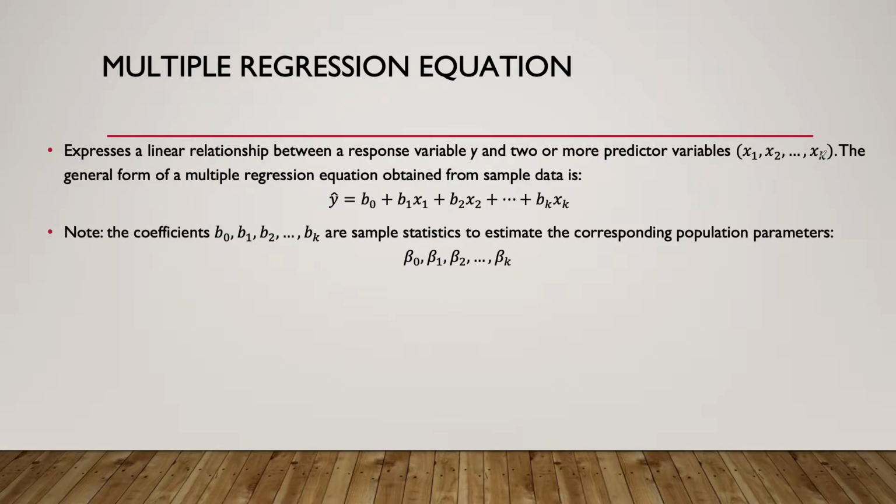The general form of the multiple regression equation obtained from the sample data is y hat equals b sub 0 plus b sub 1 times x sub 1 plus b sub 2 times x sub 2, all the way up to b sub k times x sub k, and you're adding all those. The coefficients b sub 0, b sub 1, b sub 2, all the way up to b sub k are sample statistics to estimate the corresponding population parameters, beta sub 0, beta sub 1, beta sub 2, all the way up to beta sub k.